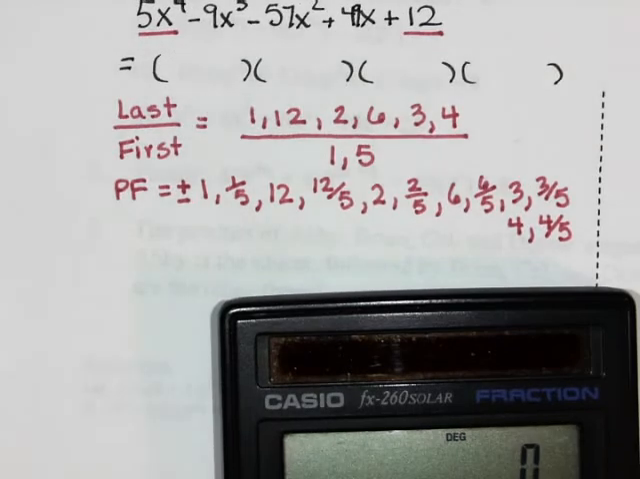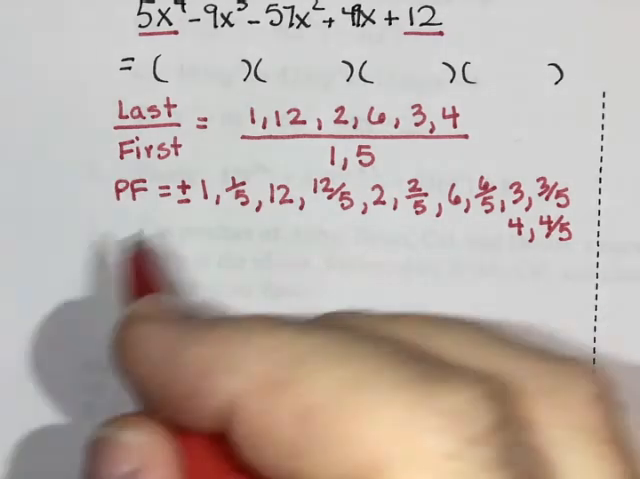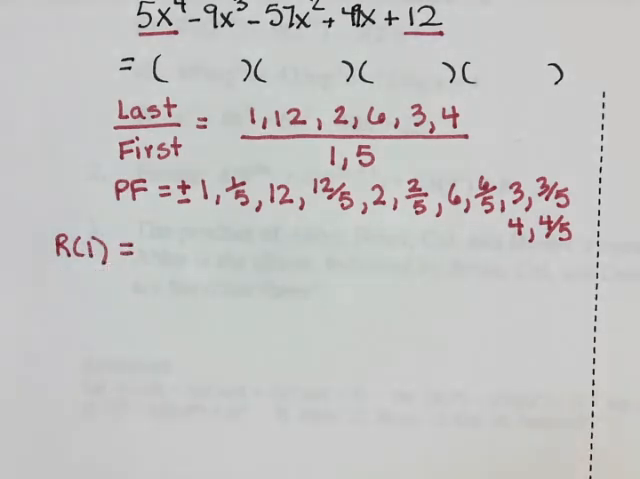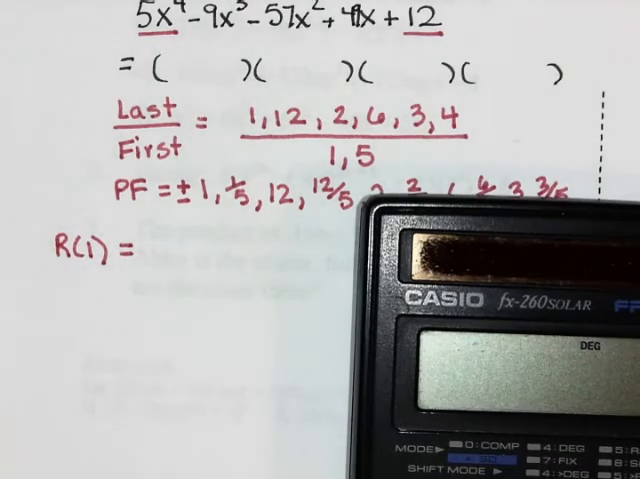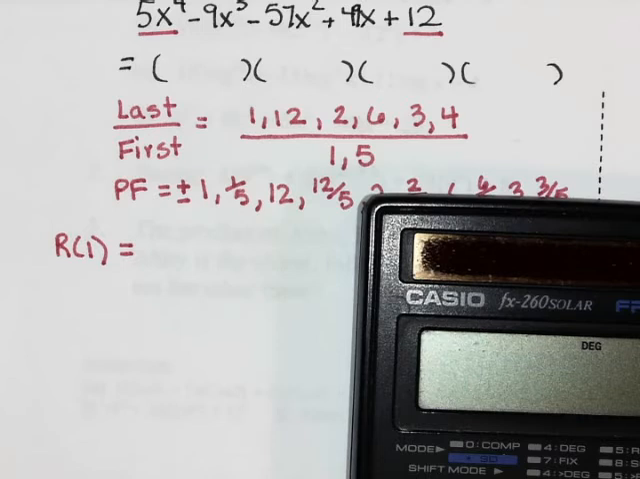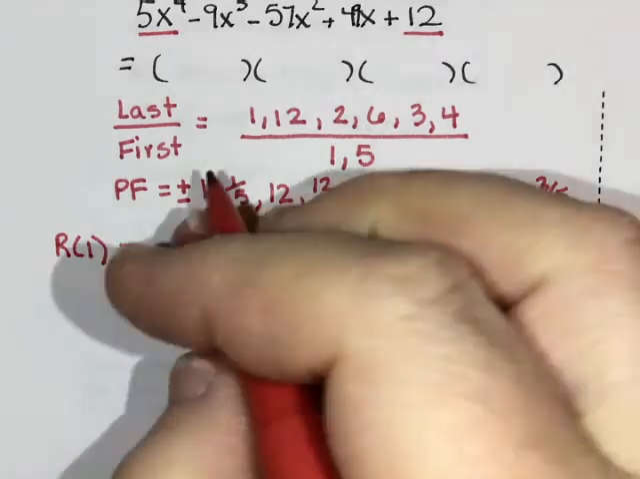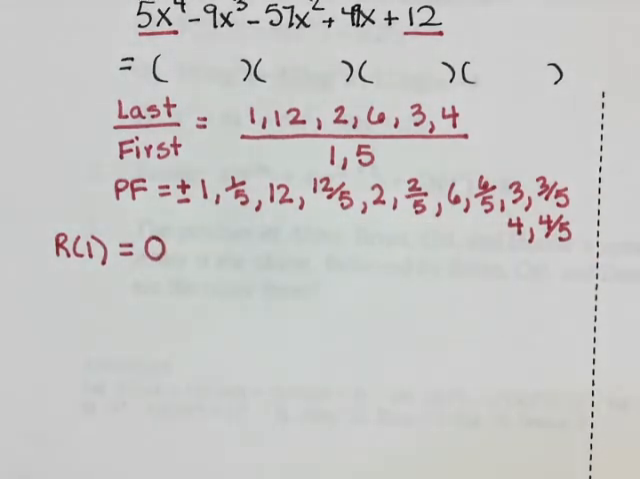Okay, so I'm going to sub in all the numbers that I can try. I think I might start with 1. I don't know. Sometimes you just kind of have to go with a feeling. You can start at the beginning and work your way through all of them. If you have a feeling about one of the numbers, you're welcome to do that. Just try those numbers. All right, I'm going to do 5 times 1 to the power of 4 minus 9 times 1 to the power of 3 minus 57 times 1 to the power of 2 plus 49 times 1 plus 12. And look at that. I got lucky on the first try. I got 0. So that means when I sub in 1, I get a remainder of 0.